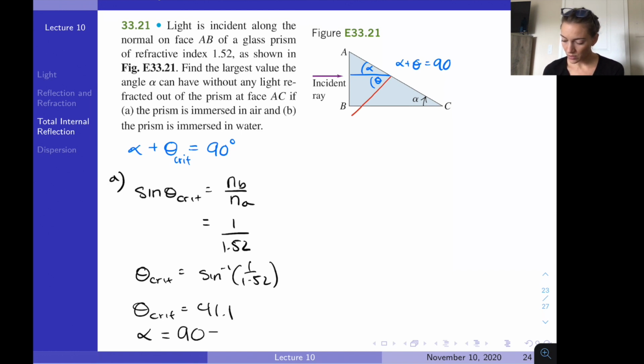So now all we have to do is alpha is equal to 90 minus theta critical. So we just use this here and solve for alpha now that we have theta critical. And we get that alpha is equal to 48.9 degrees.